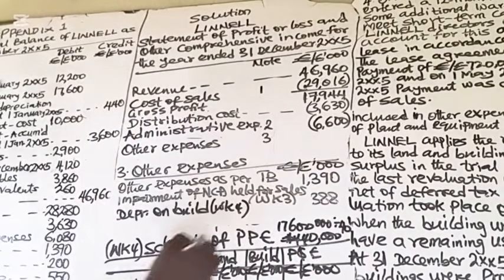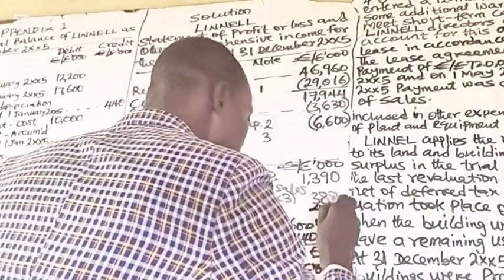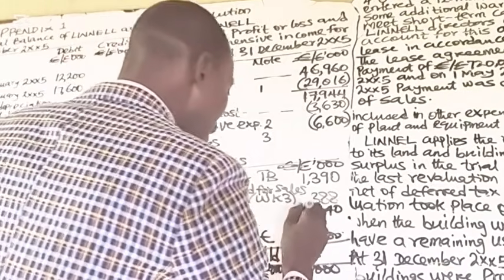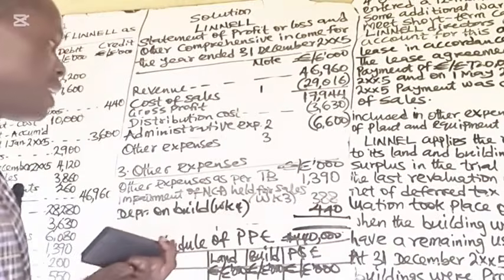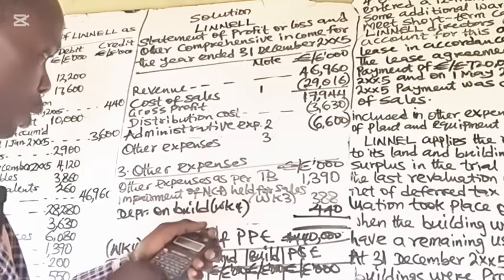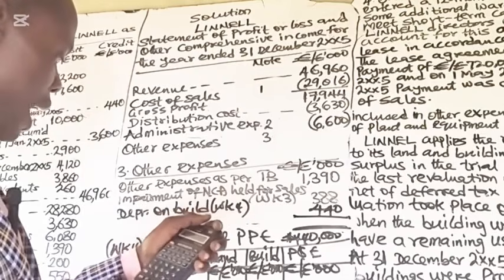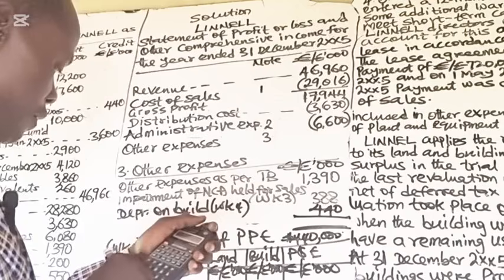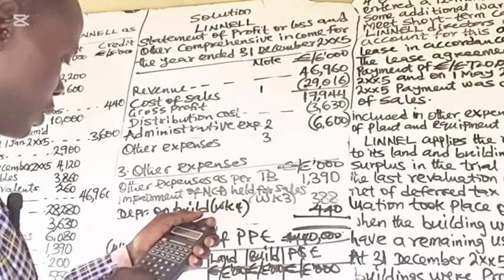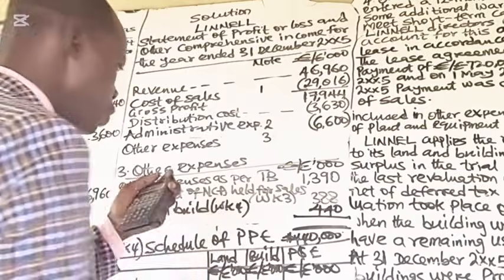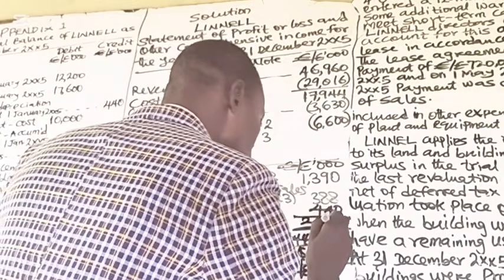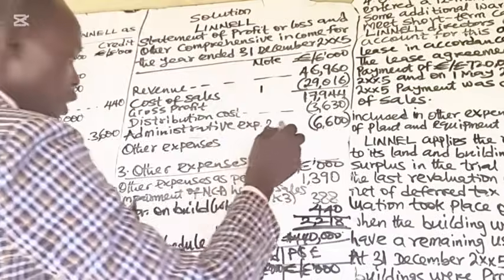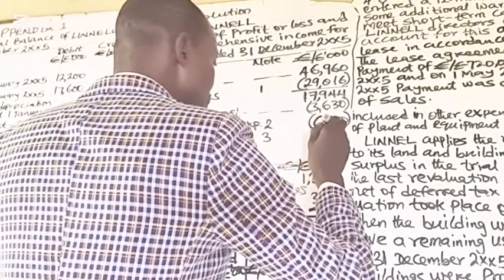So we have 440. So if you now sum up the addition of these three items, since there are no further items to be adjusted in other expenses, we can sum them up. 1390 plus 388 plus 440. That gives us 2218. This is the amount that will be included in the statement of profit or loss as other expenses.